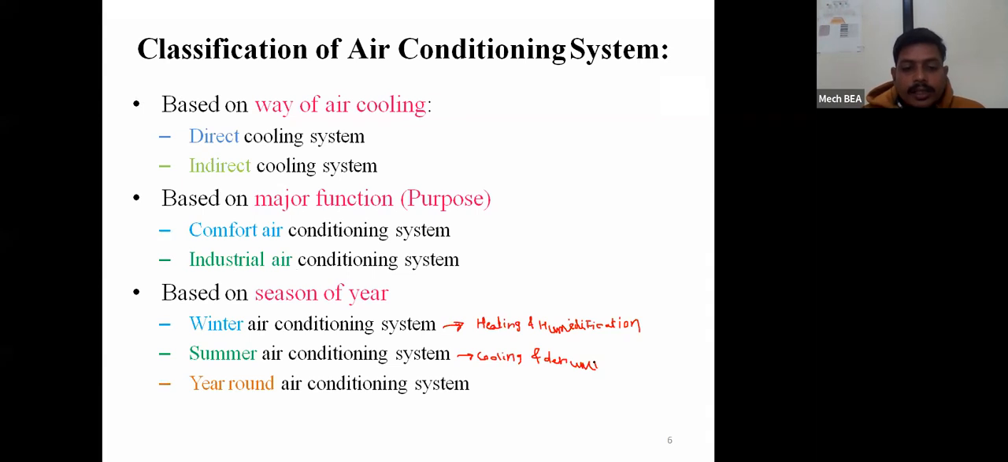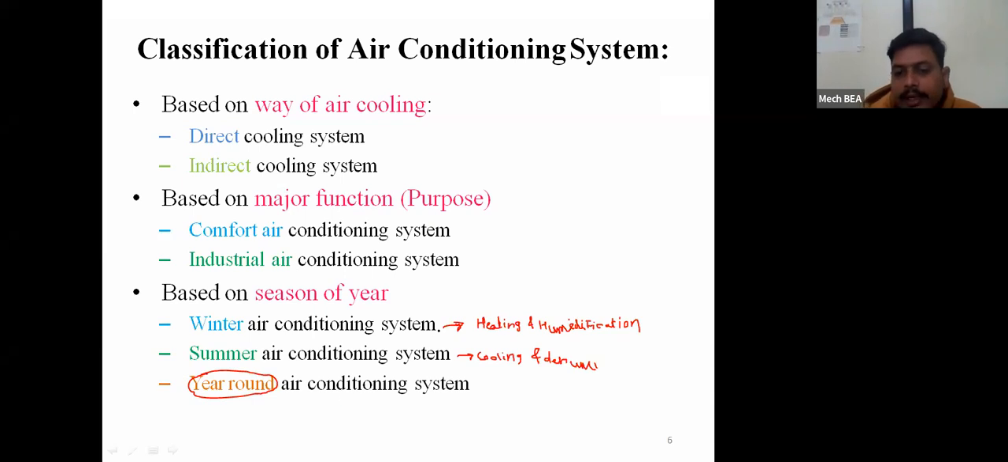And the third one is called a year-round air conditioning system. That means this air conditioning system will be used throughout the year, though the season is summer season, winter season or rainy season. So if throughout the year you are using the same air conditioning system, then such type of air conditioning system will be called the year-round air conditioning system.